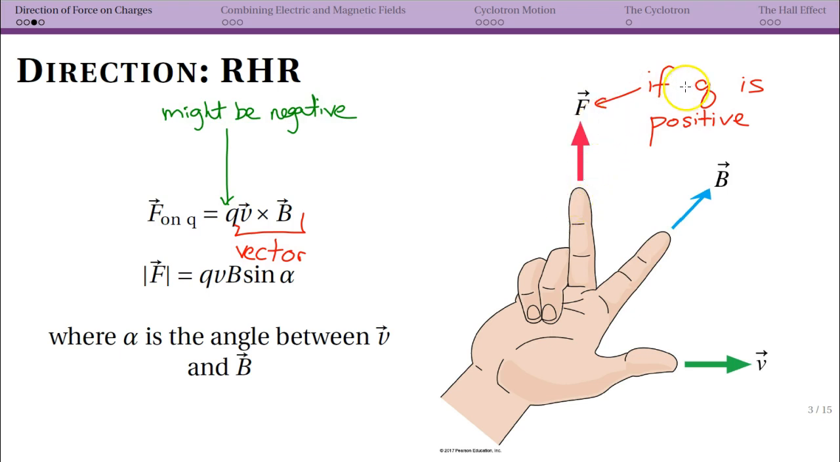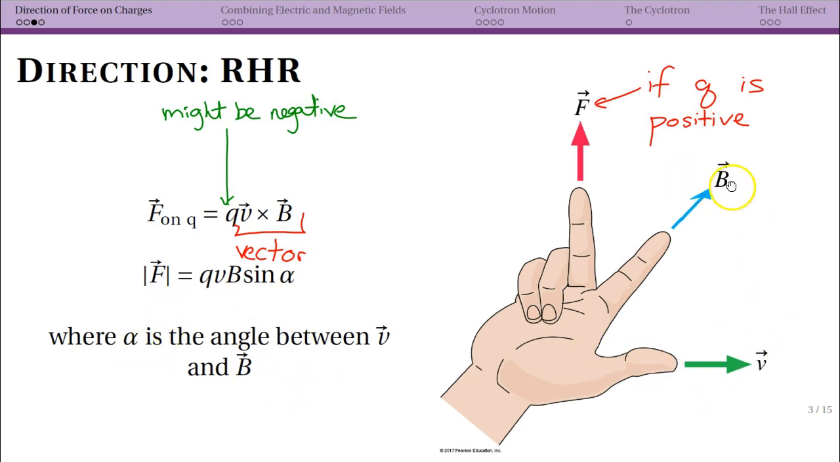Now this would be if Q is positive, right? So V cross B gives you this. So if you had, for instance, an electron, you would need to be pointing down rather than up. So that's one way to do this right-hand rule. If you just want the magnitude, you can say QVB sine of alpha, where alpha is the angle between V and B.